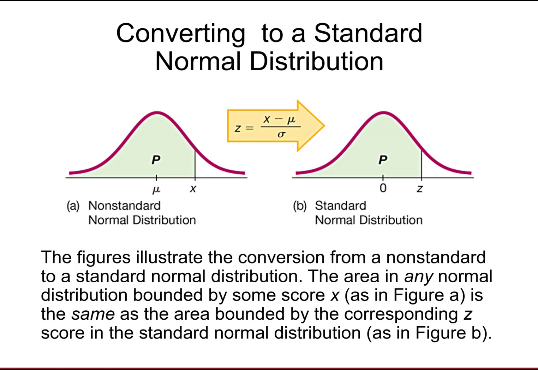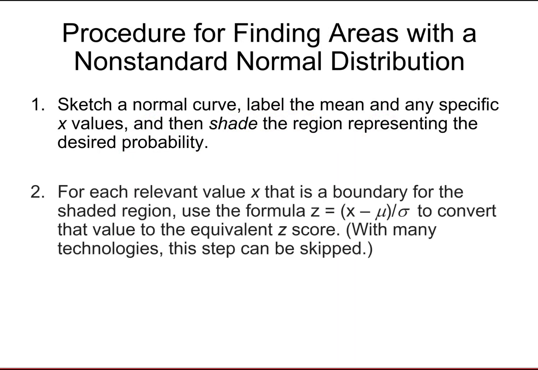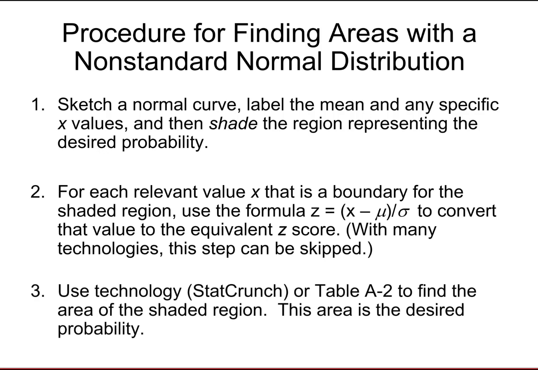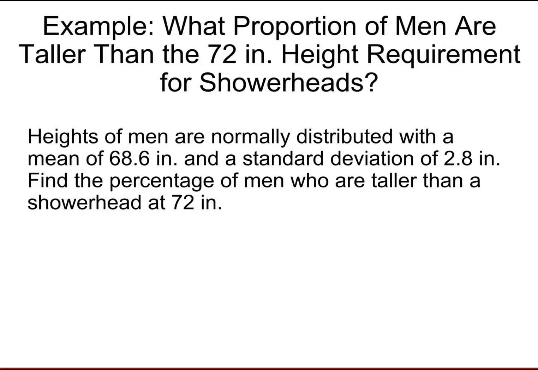So basically here you're going from a non-standard normal distribution to a standard normal. Now, the importance of this would be, especially if you were using the tables to work the problems, not as critical since we're using StatCrunch, but still it's important for you to understand the relationship between any normal distribution and the standard normal distribution. And then this tells you how to do it if you were going to use the tables. If you're using StatCrunch, you really don't need to make the sketches because the StatCrunch calculator tool will do that for you. So here we have a problem with what proportion of men are taller than the 72-inch height requirement for shower heads.